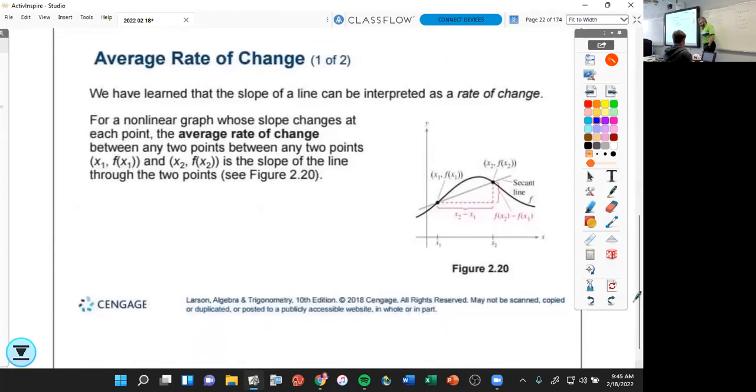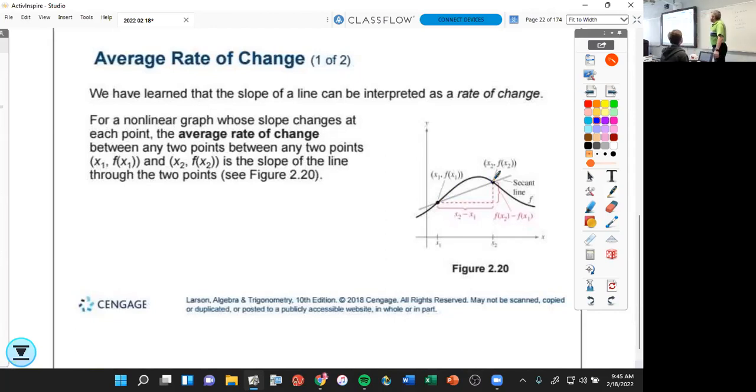Average rate of change. So I've got a graph. It's a curvy graph, and I want to know the average rate of change over a certain interval. Notice on this particular graph, to get from the first point to the second point, it was increasing for a while, and then it was decreasing, right? But all they want to know is the average rate of change from this point to this point.